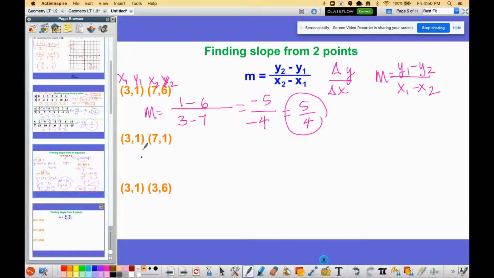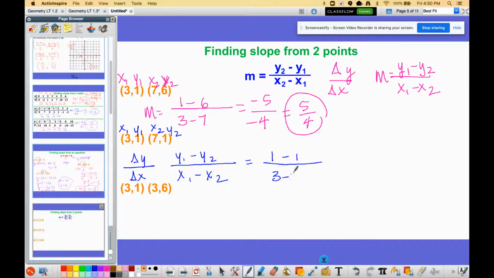Let's look at the second one, 3, 1, and 7, 1. This would be x sub 1, y sub 1, x sub 2, y sub 2. Remember, we're doing change in y over change in x. So that means y1 minus y2, and x1 minus x2 in the denominator. For my y's, I'm going to have 1 minus 1, and for my x's, I'm going to have 3 minus 7. 1 minus 1 is 0. 3 minus 7 is negative 4.